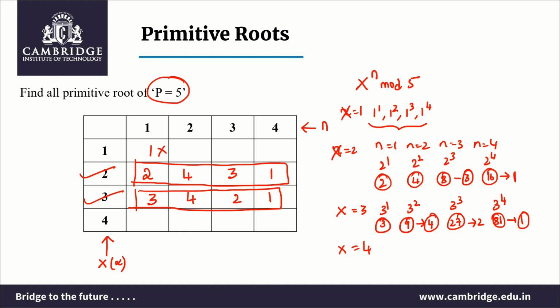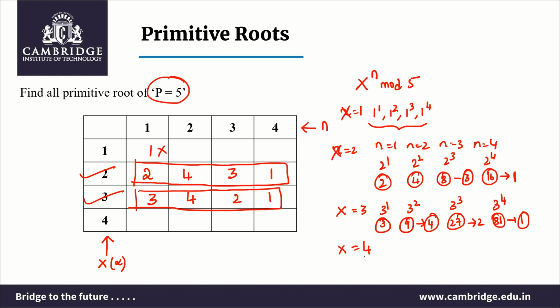I have to check for all the values. If I'm using this in Diffie-Hellman, that's a different part. Do we have to find all primitive roots? No, there we will be requiring only one. But here, since you're learning what a primitive root actually is, I'm making you derive all the possible primitive roots for the given number.